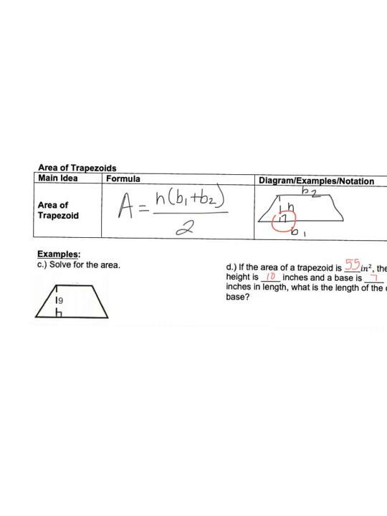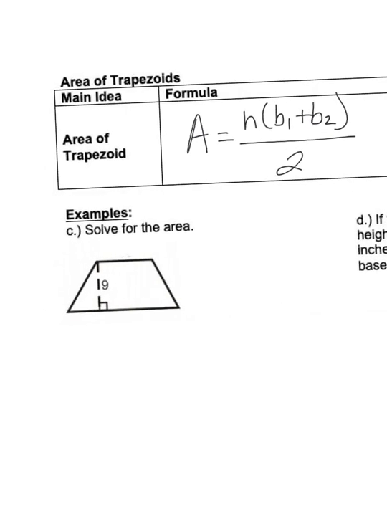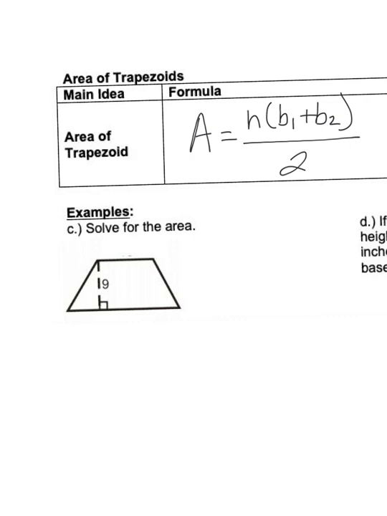Sometimes I'll give you this side, and that means nothing in this case. For the perimeter, it means something, but not for the area. Let me erase that. Okay, so let's look at this first one here. I have to give you a little bit more information. This guy right here is 15, and we have 23. So first thing, set it up. A equals my height, which is 9, times 15 plus 23, divided by 2.